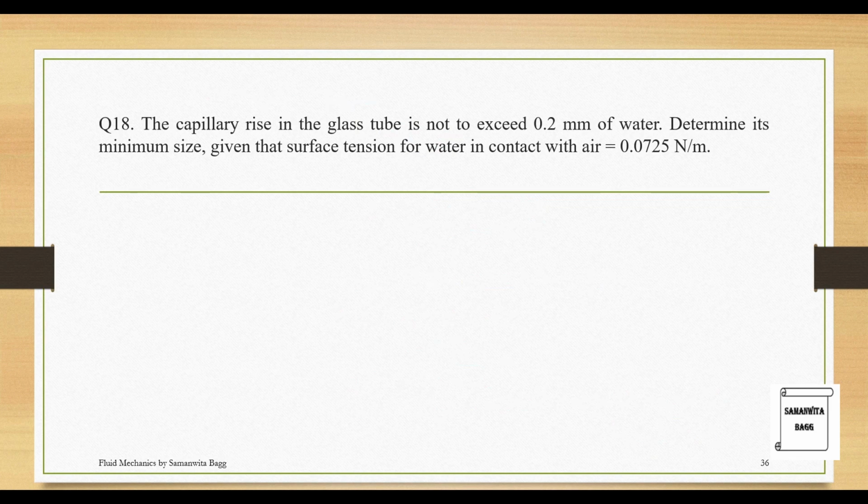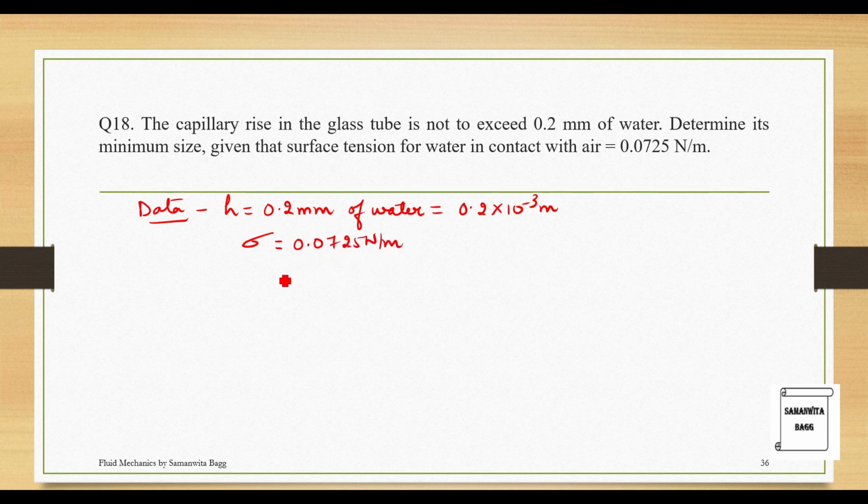Let's take up the last numerical. The capillary rise in the glass tube is not to exceed 0.2 mm of water. So the given data is of H now, which is 0.2 mm of water. So this is in terms of meter, 0.2 into 10 raised to minus 3 meter. Determine its minimum size. Now, when you talk about size, it could be the diameter value that is being asked. Given that surface tension for water, sigma, is 0.0725 Newton per meter. We know the value of theta is going to be 0 degree.